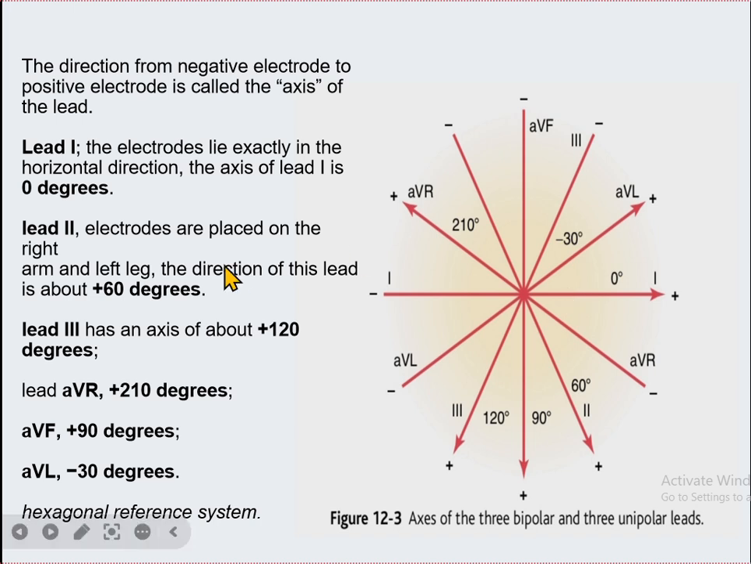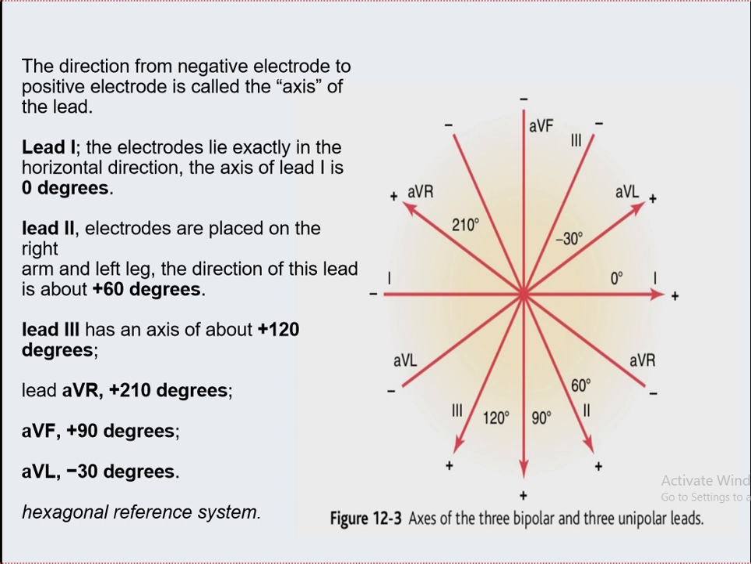Then for lead 3, actually this is lead 2. For lead 3, which is moving in this direction, we take it as 60 degrees from the 0 baseline, which is the same as 120 from this side. So this is lead 3, 120 degrees, lead 2, 60 degrees, lead 1, 0 degrees.